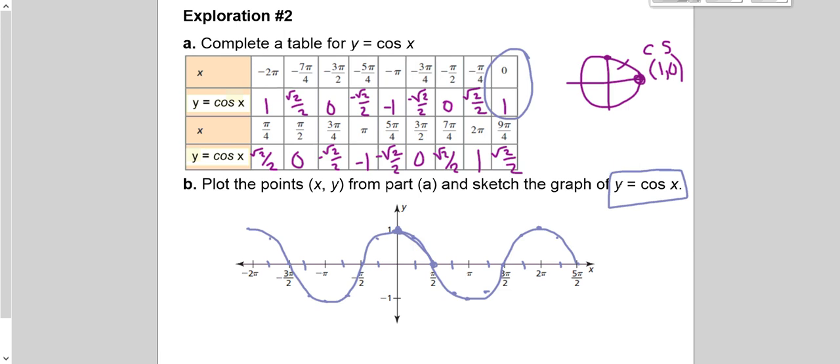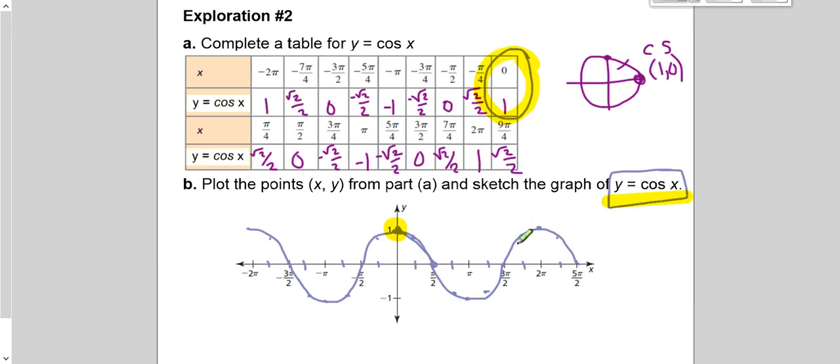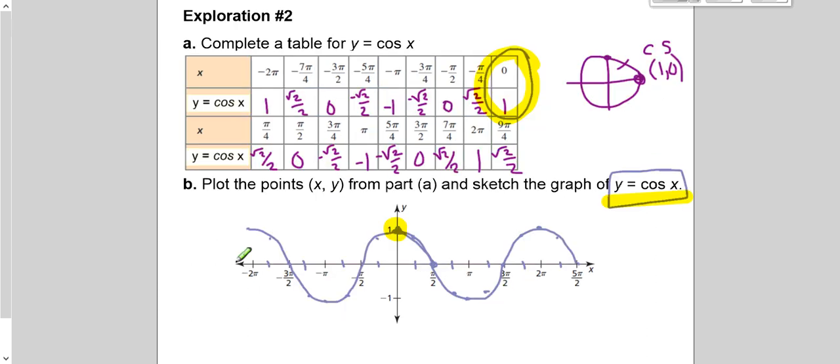The most important point is that the parent function for cosine starts at the point 0, 1. And where did sine x start? Y equals sine of x. It started at the origin. Cosine of x starts at 0, 1. Sine of x starts at the origin. On the y-axis, it's on the origin. So its y-intercept is 0. Cosine x has a y-intercept of 1. And those are the parent functions for cosine and sine.